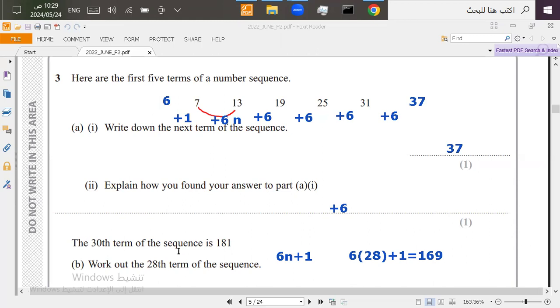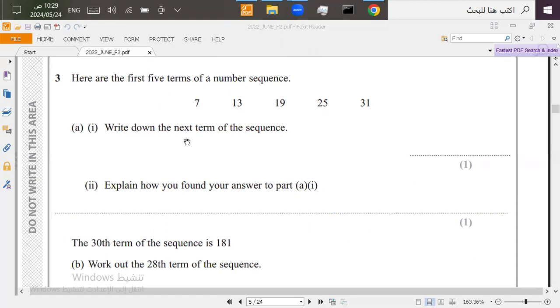So I can do it in any method I want. I can find the nth term and work with it, or I can take this and subtract 6 two times, which is 12, and I'll find the same term, which is the 28th term. Now let's move on to the next question.